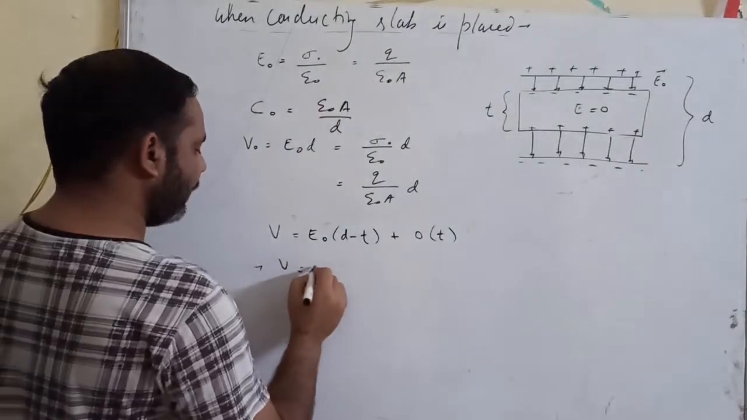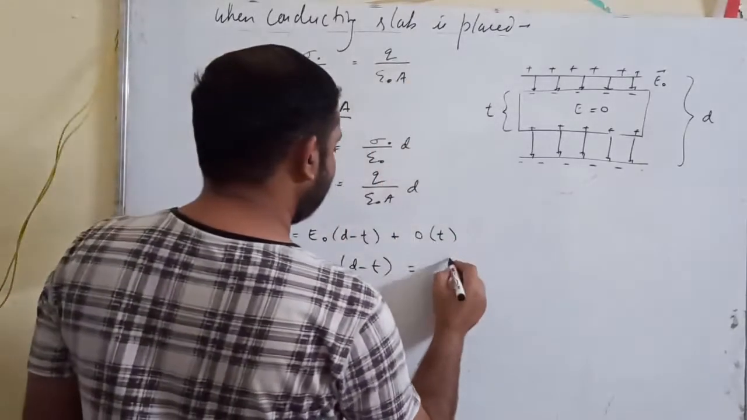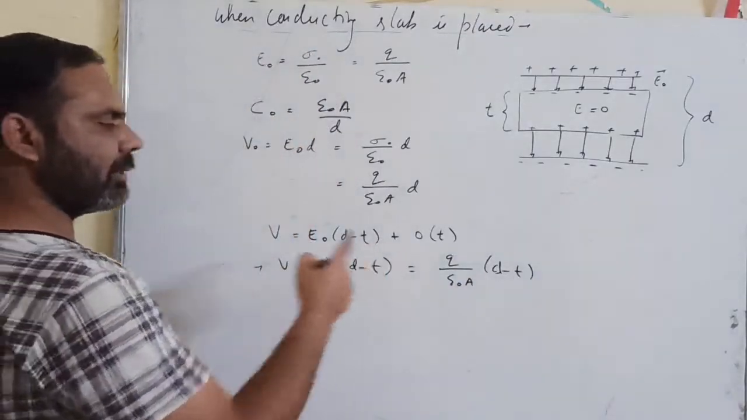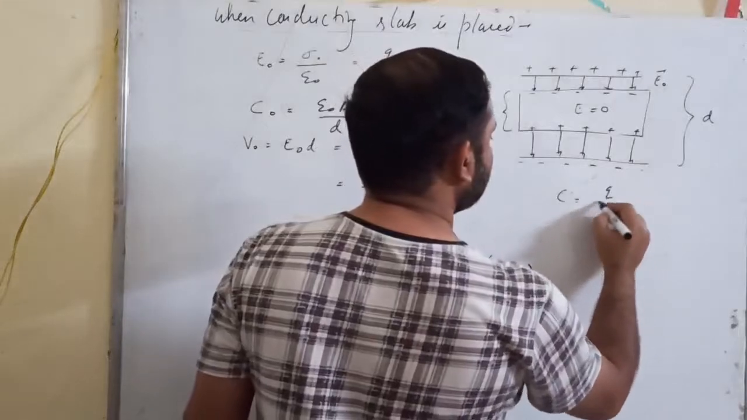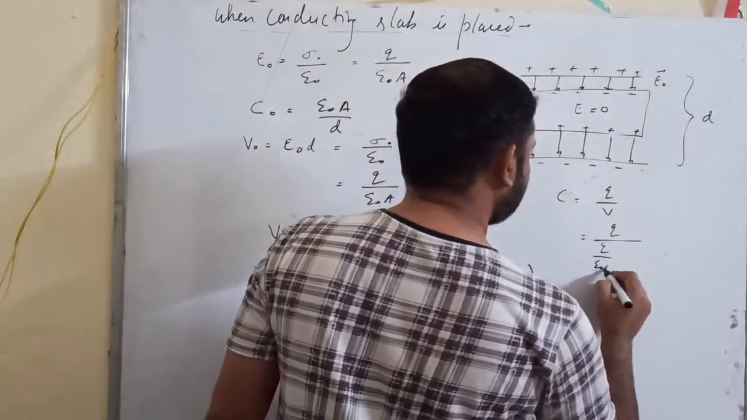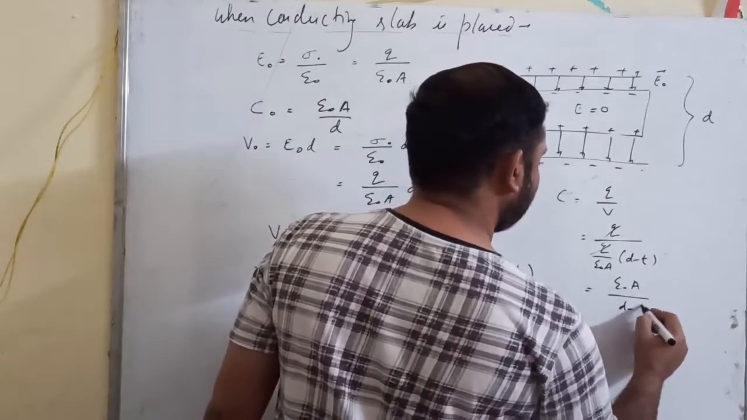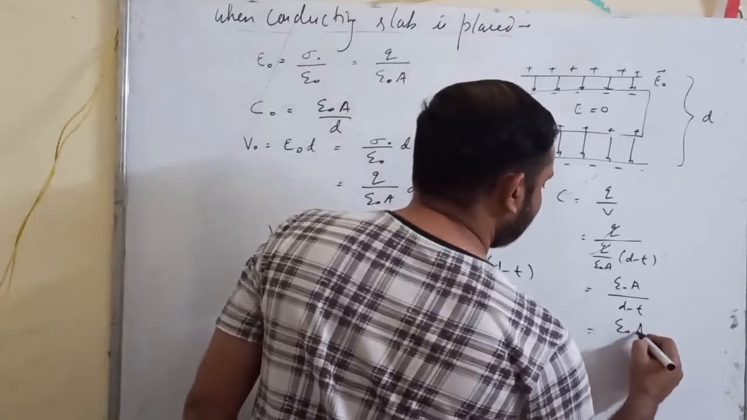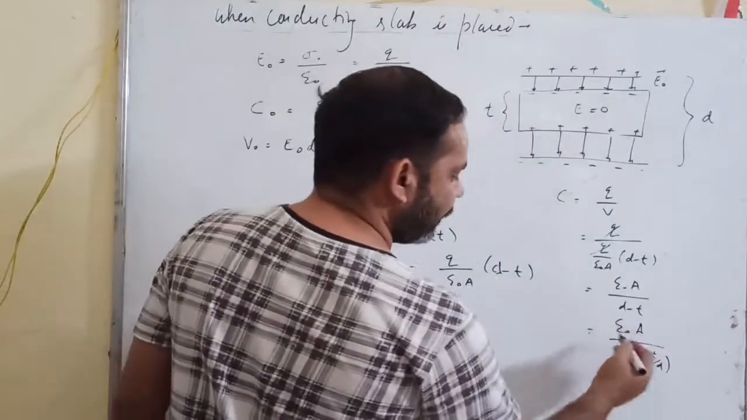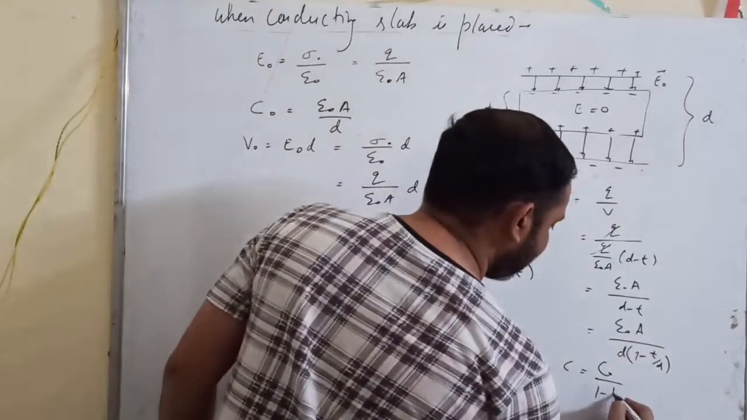So therefore we have V equals E0 into D minus T, which is equal to, as our E0 value is Q upon epsilon naught A, Q upon epsilon naught A into D minus T. This is V. Now capacitance C equals Q upon V. For V we replace this value, Q cancels, and C equals epsilon naught A upon D minus T. You can take epsilon naught A upon D common, giving 1 minus T upon D. This epsilon naught A upon D is C naught, and 1 minus T upon D.